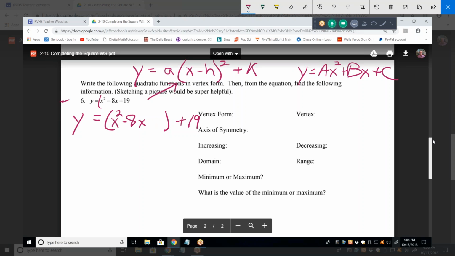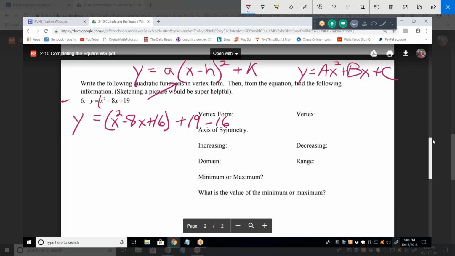What's the next step? The next step is divide -8 by 2, which is -4. And then multiply that by itself, and it's going to equal 16, so plus 16. Now, notice that to balance out the right side, what do I have to do? Add 16. Now I got to subtract it. I'm dealing on the same side this time.